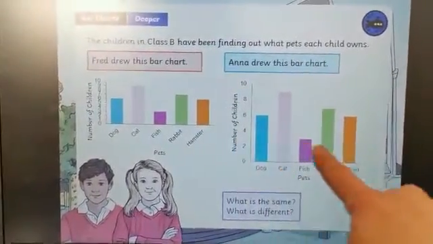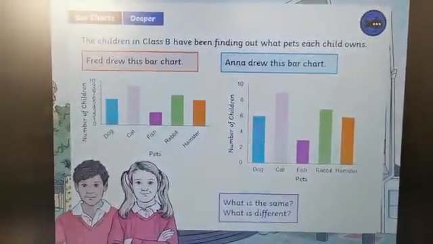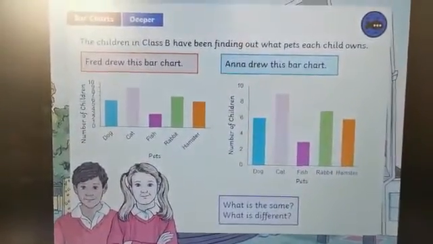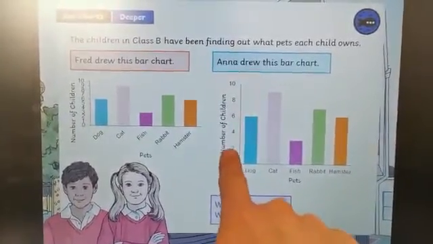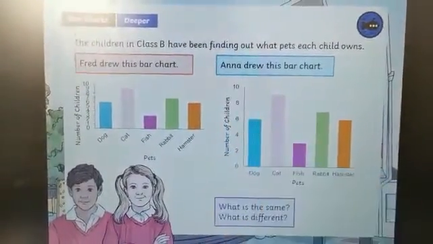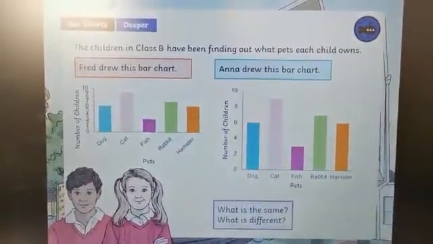I can also see they've used the same colours for the bars as well. I could comment on that. Have they got the same scale then? So this one starts at 0 and goes up in 2, 4, 6, 8, 10. It goes up in scale of 2s.